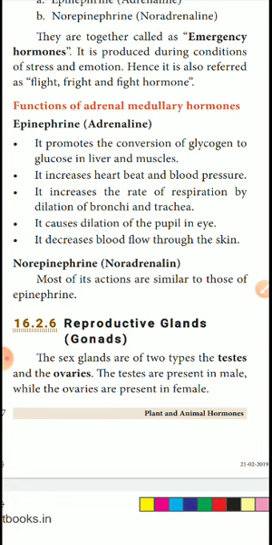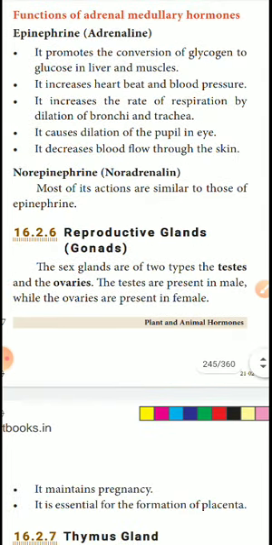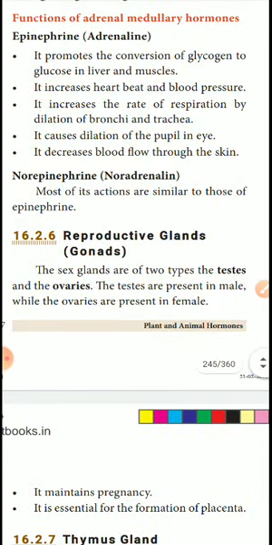What function does adrenaline perform? It converts glycogen to glucose, in the liver and muscle. It increases the heartbeat and the blood pressure. It increases the rate of respiration and causes dilation of the bronchi and the trachea. Where are the bronchi and trachea present? In the lungs. And it causes dilation of the pupil in the eye.